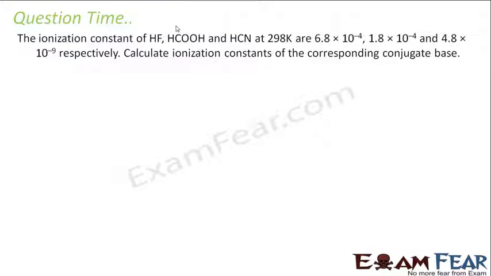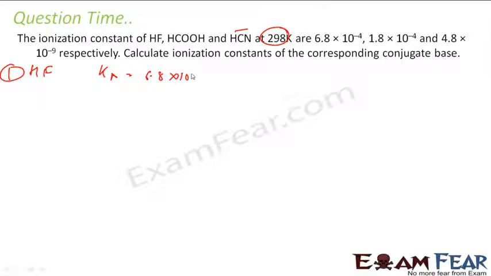Let's take one example based on this concept. The question says the ionization constants of HF, HCOOH and HCN at this temperature are these values. You have to find the ionization constant of the conjugate base. Let's take HF first. For HF, Ka is given as 6.8 into 10 to the power minus 4. That is my Ka. I have to find Kb.